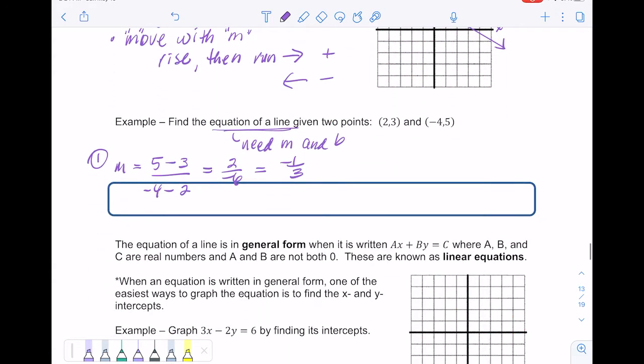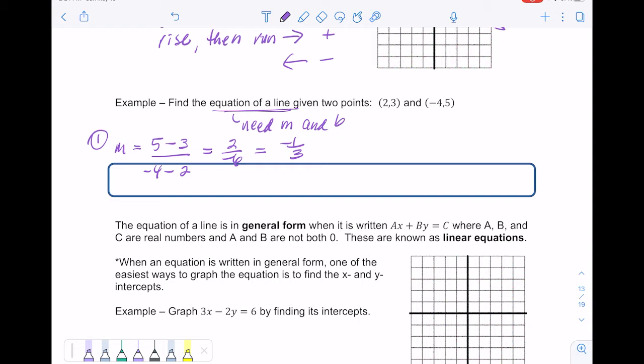So for step number 2, I'm going to use the point slope formula: y minus y1 equals m times x minus x1. Because I have the slope, I have m, and I also have a point. You can pick any one of those 2 points. I'm going to pick 2, 3 because it's positive and they're smaller numbers, so they're easier to substitute in.